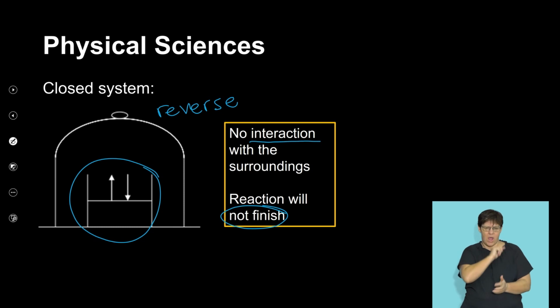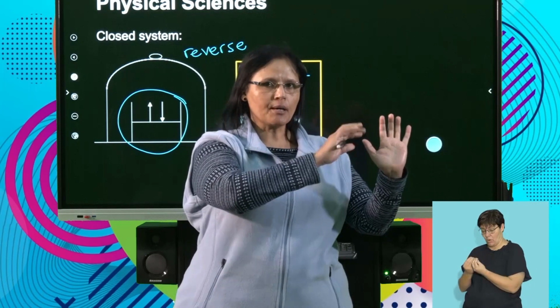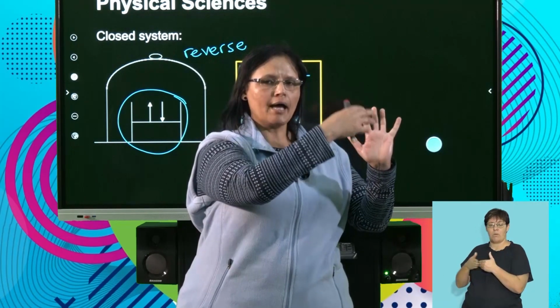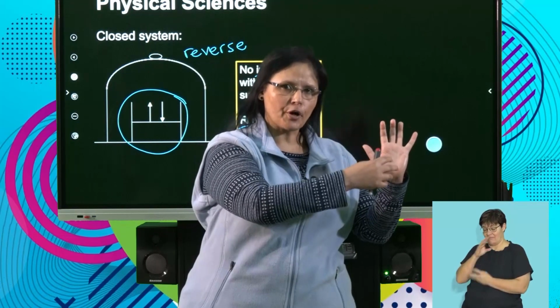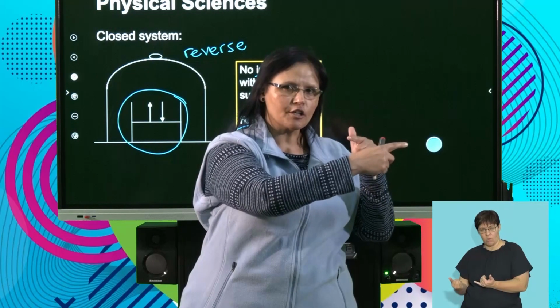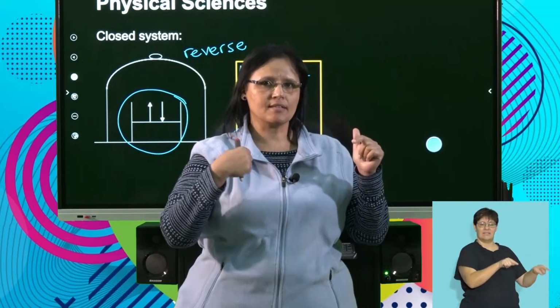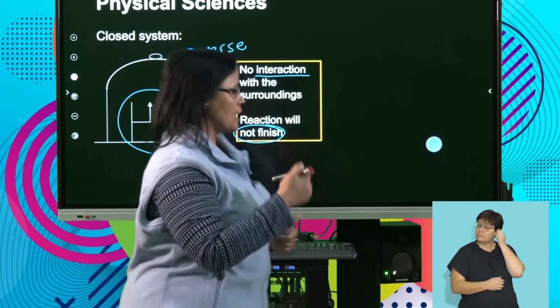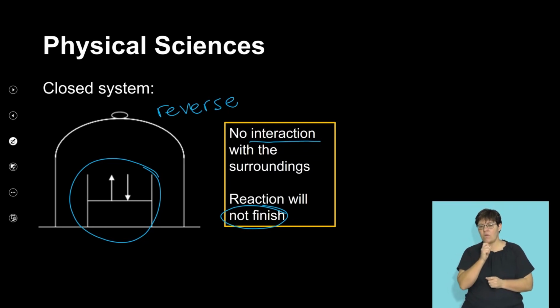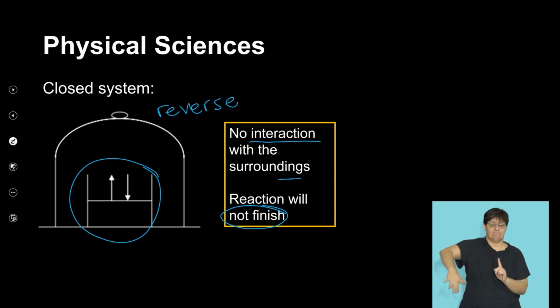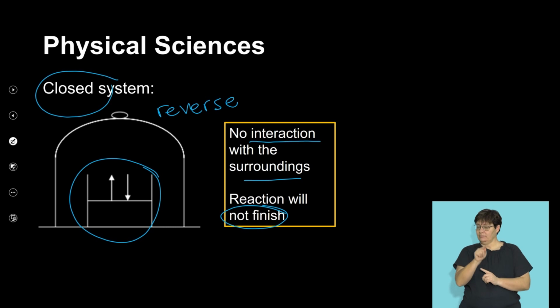Why will this reaction not finish? It will not finish because as the reactant forms product, the product becomes more and more, and at a point where there's enough product, that product might start to form some of the reactant again. So if you can see here, we use two arrows to show that we have a reaction and that reaction can return. It is not in contact with the surroundings, and we then say this is a closed system.